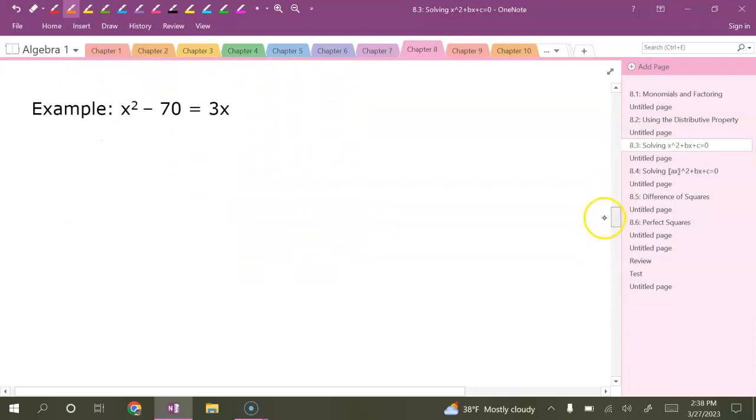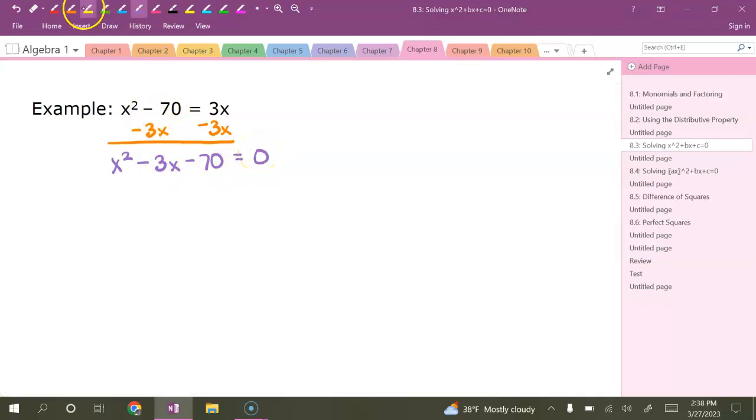This next example is very similar to that in that not everything is on the same side of the equal sign. The only difference here is that instead of it being just the number, it's actually the x term. So we're still going to have to move that over to the left-hand side before we get started. So I'm going to subtract the 3x from both sides. When you do this, though, and you rewrite it, you really want to make sure that you're putting it in order. So the x squared term should go first, then the x term, so minus 3x, and then the number, so minus 70, and then equals 0.